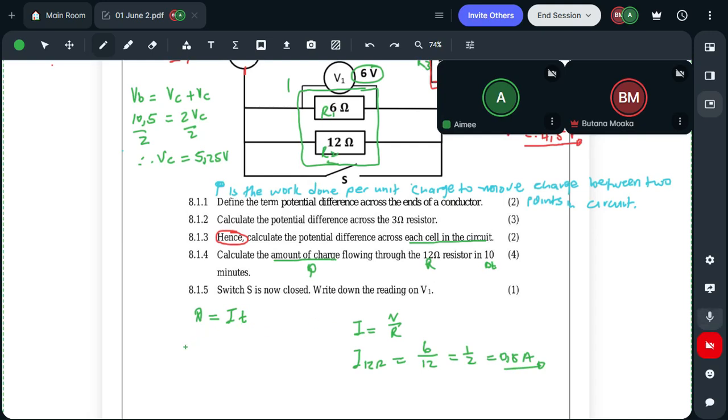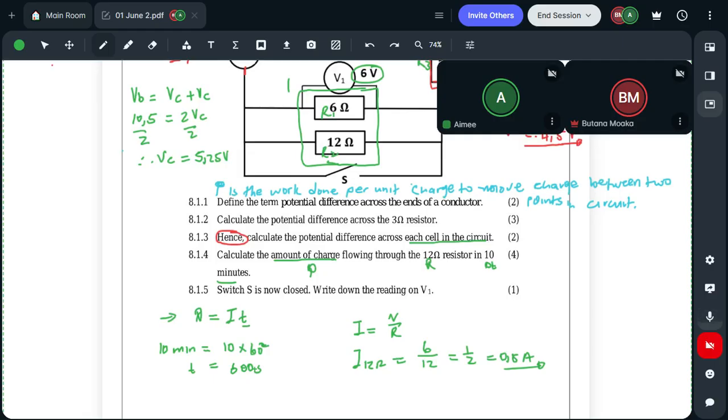So now that you have the current, you need to do the substitution in this formula, but you need to pay attention because the time is given in what? In minutes. We should convert the time to what? The time in seconds. To convert the time to seconds, 10 minutes, we know that 1 minute is equal to 60 seconds. So 10 times 60. So from there, what will be your T? 600. 600 seconds.